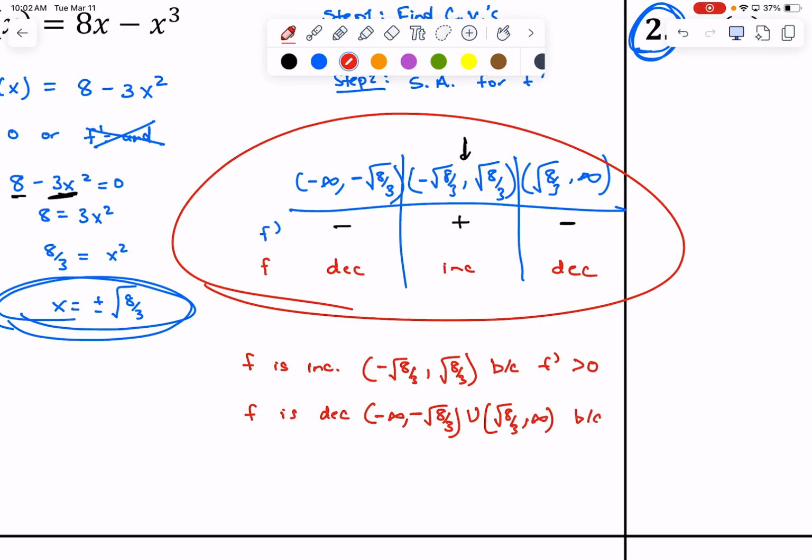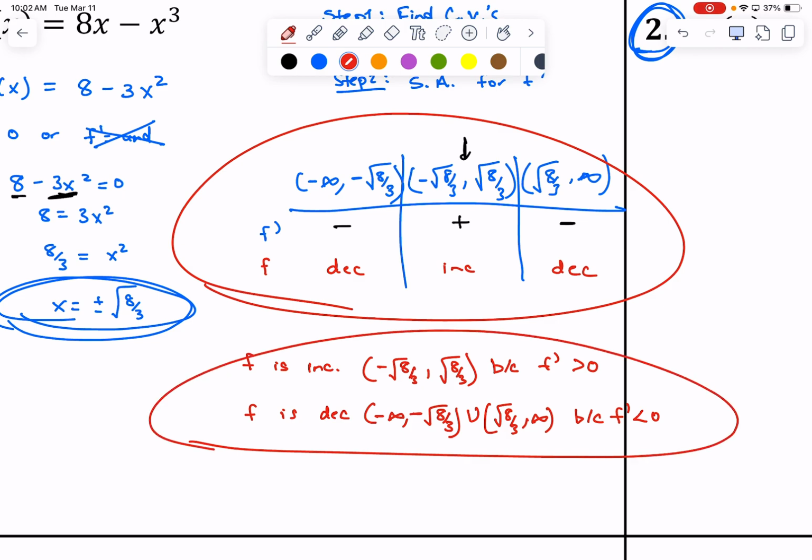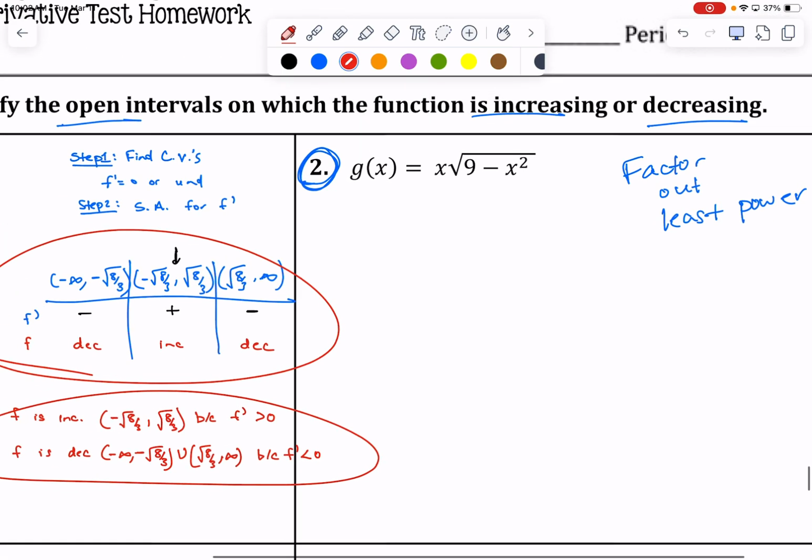Because f prime is what? F prime is negative. That's what you actually have to write on your big assignment. Couldn't you just say everywhere else instead of writing that? Nope. Okay. Number 2, I'm getting excited about this one.